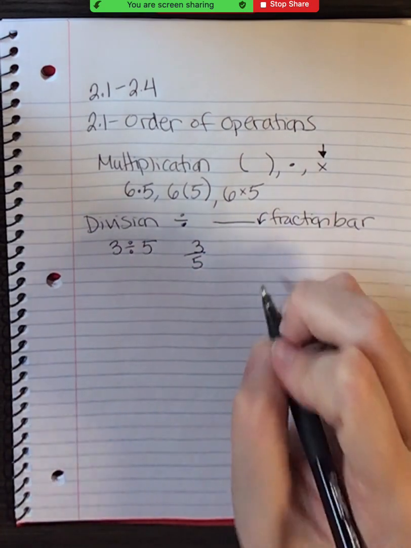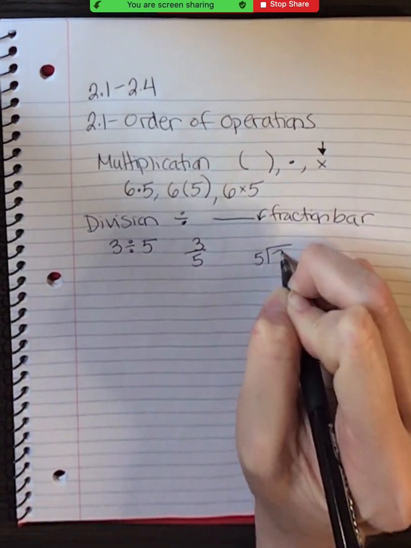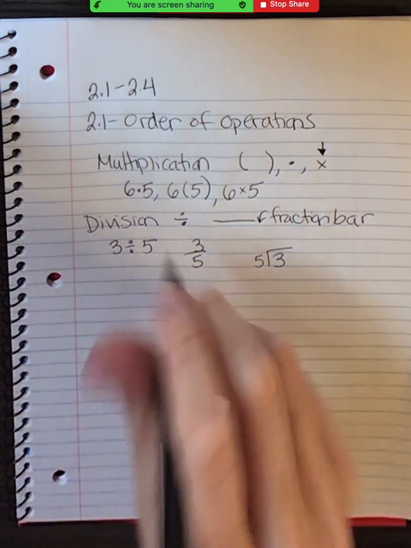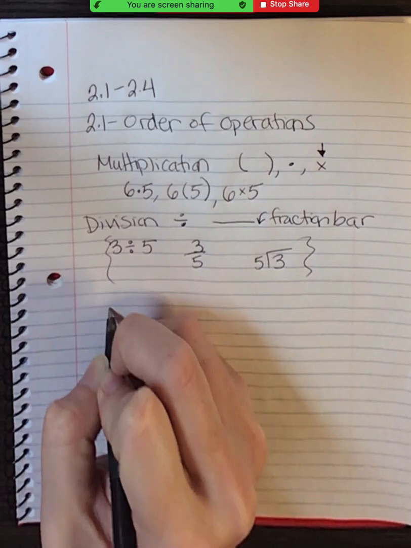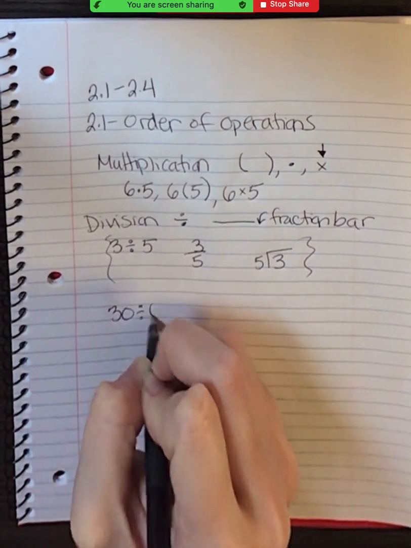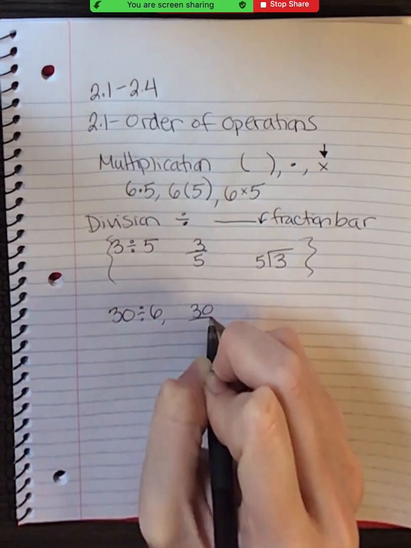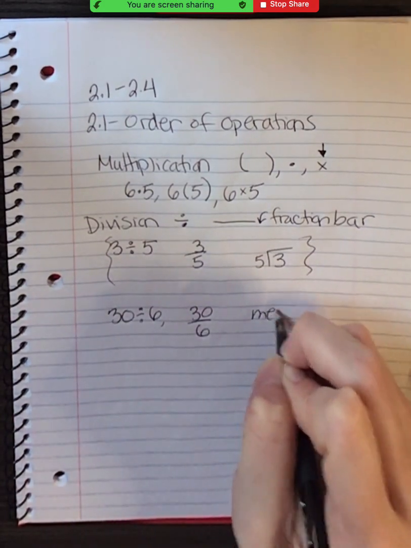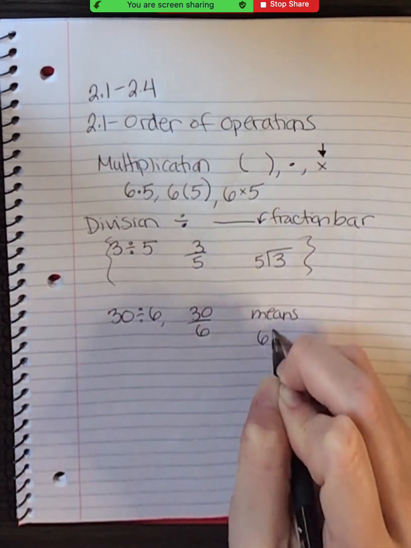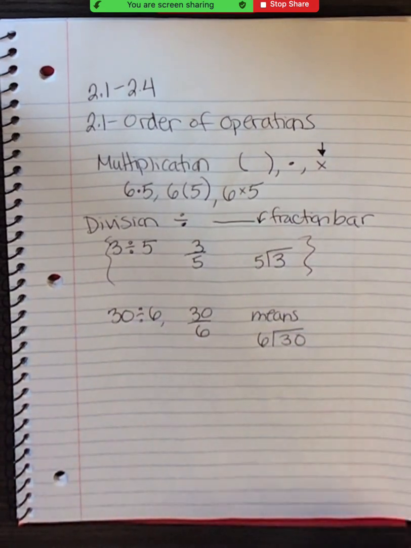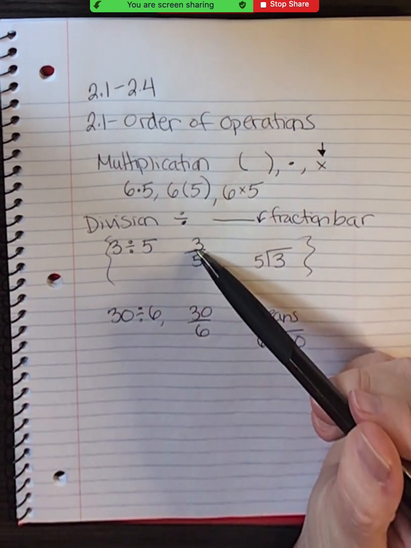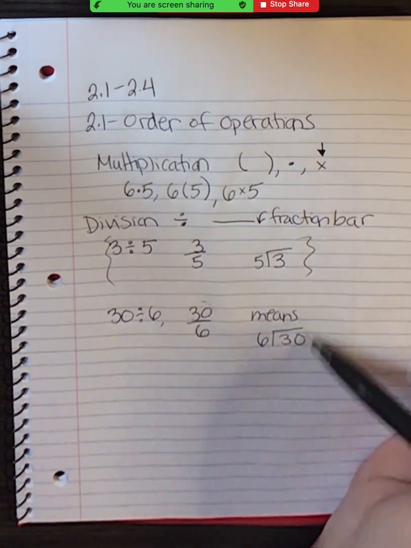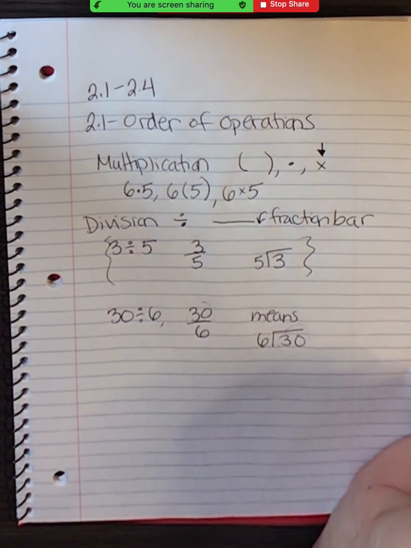What these mean is how many times does 5 go into 3? And that might be a bad example, because it doesn't go evenly. So consider 30 divided by 6 or 30 over 6. What it means is to do 6 into 30. So when you use the fraction bar, the number on top goes under the division symbol, in the division box.